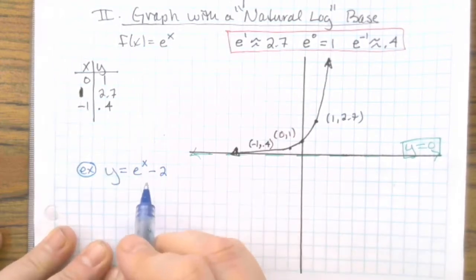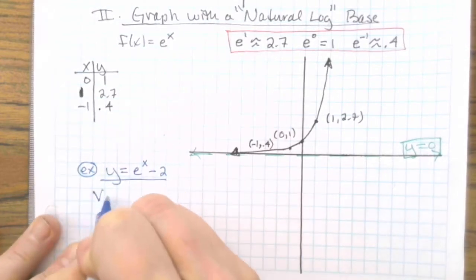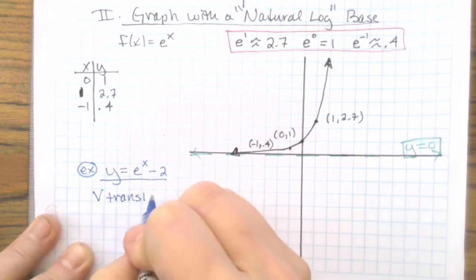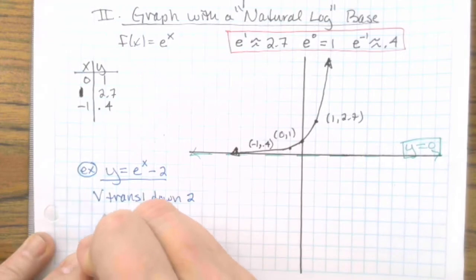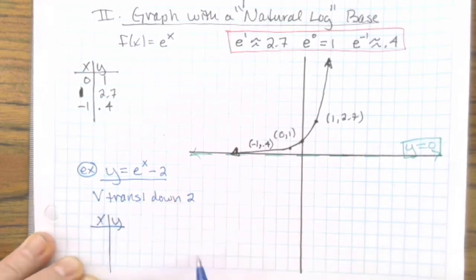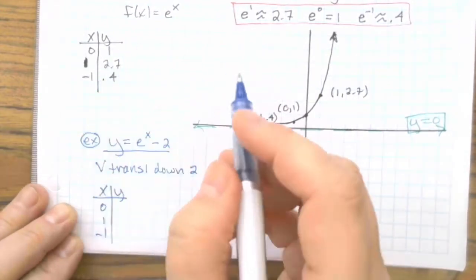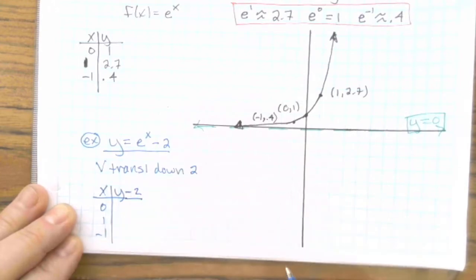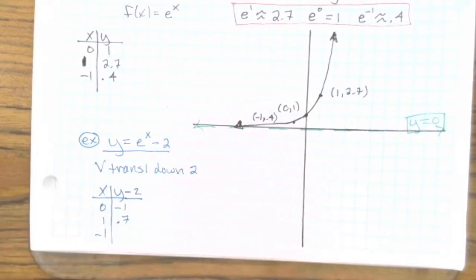And so looking at this, if you had to describe what the transformation is, this is a vertical translation down 2. So all of your y values are going to be decreased by 2. So if I make a new t-chart, basing it off of the old one, so 0, 1, and negative 1, 1, because you're subtracting 2. 1 minus 2 is negative 1. 2.7 minus 2 is 0.7. And 0.4 minus 2 is negative 1.6.